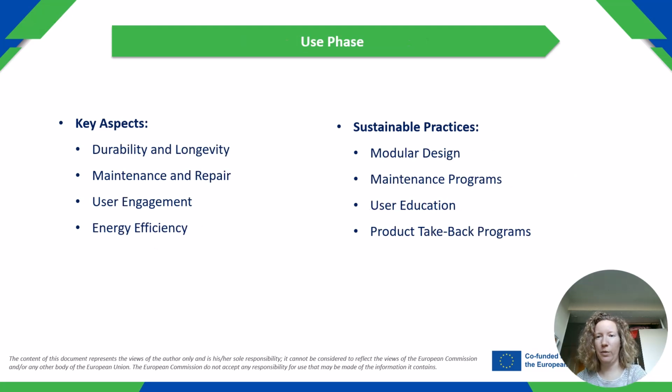Now let's talk about the use phase. The use phase of a product's life cycle is critical in determining its overall environmental impact. For circular furniture designers, this phase offers opportunities to enhance sustainability by focusing on durability, maintenance, and user engagement. Here's a detailed exploration of key considerations and practices.